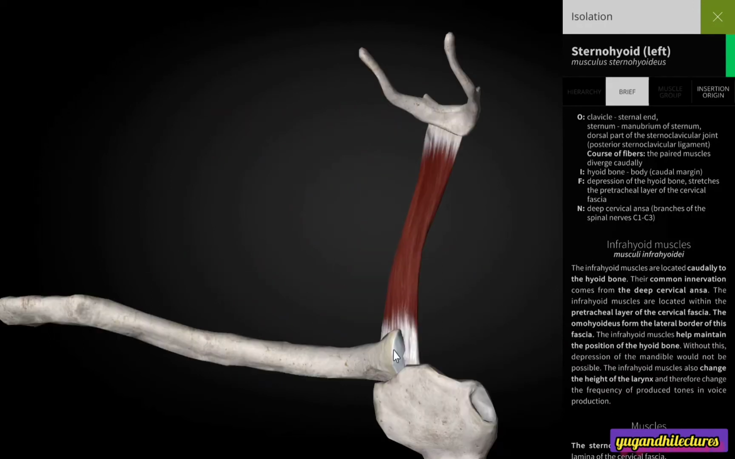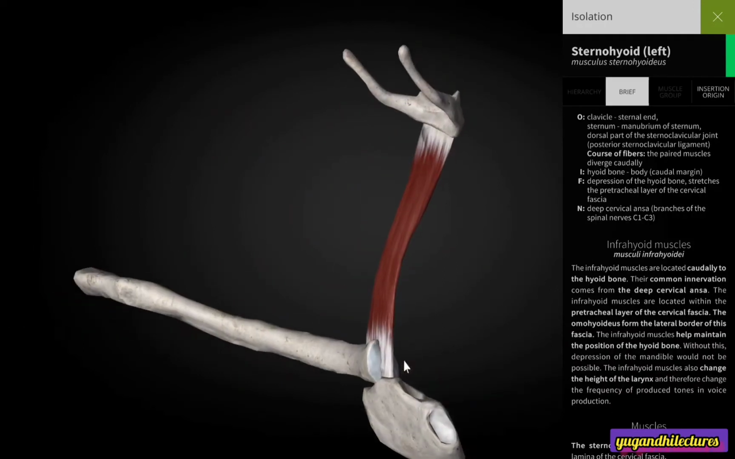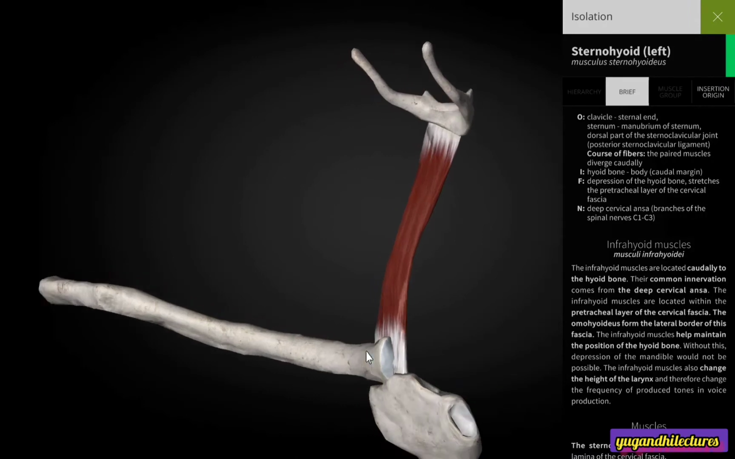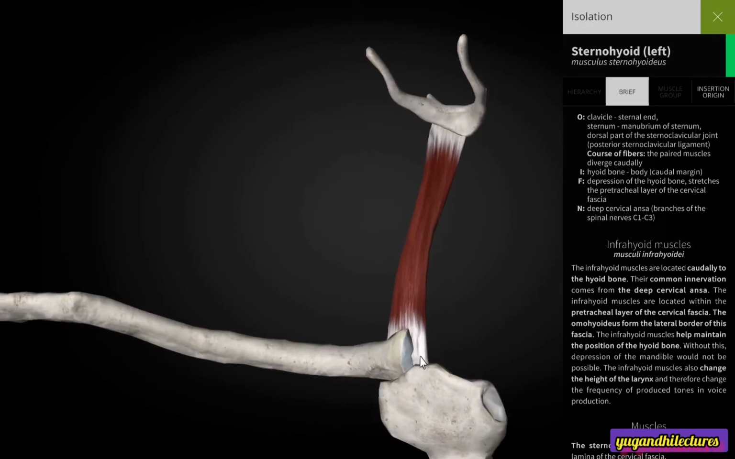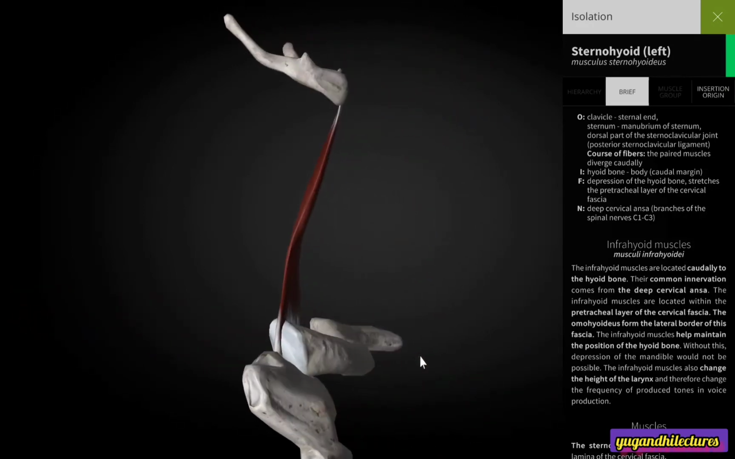So here you can see the origin of the sternohyoid muscle. It takes origin from the posterior surface of the manubrium sterni and also from the sternal end of the clavicle and also from the posterior sternoclavicular ligament. That ligament is not shown here.